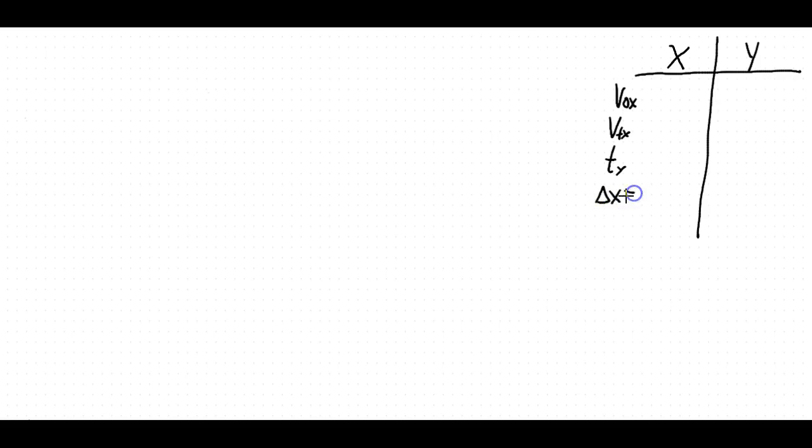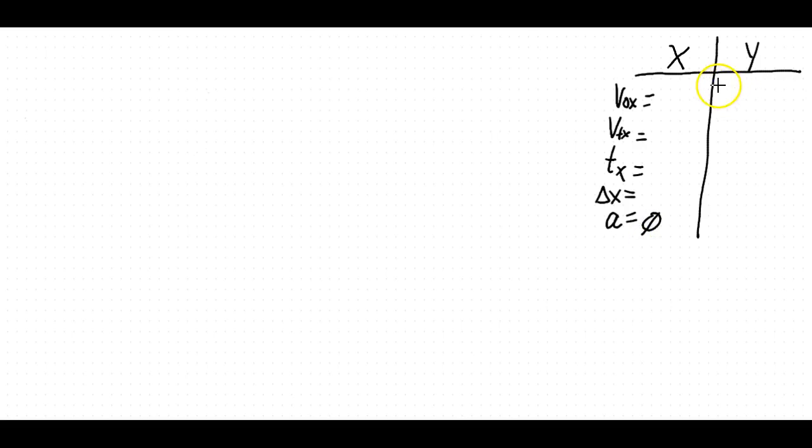So there's a couple things you have to do here first. And we always have to set up our table, x and y. And you have to go through and figure out what values you have for each piece. So in the x direction, you're going to have a v initial x, a v final x, a time in the x direction, and a delta x. Those are all of your possible x values. You could also list acceleration, but acceleration in the x direction is always 0, so you don't need it.